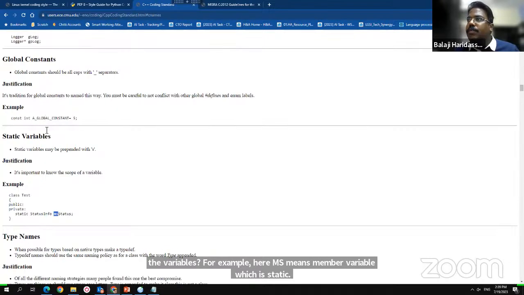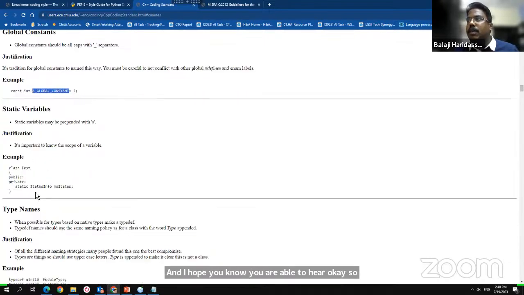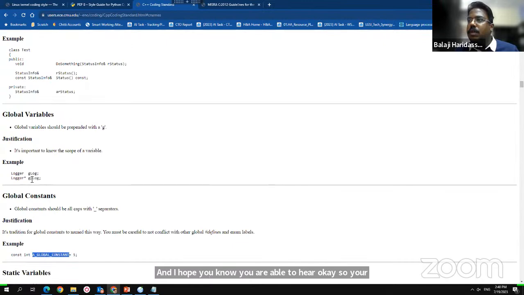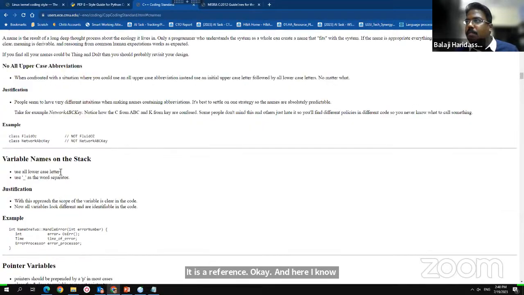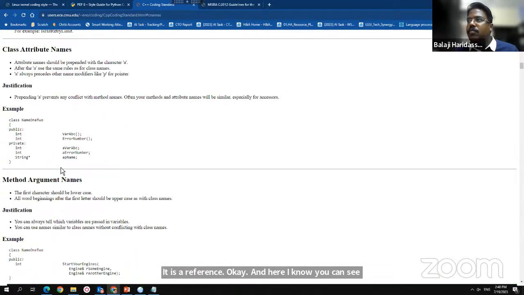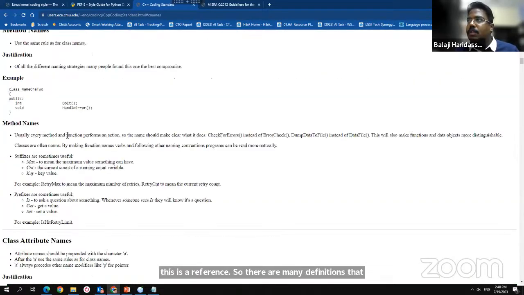Your definition should be in capital letters. Here you can see it is a global pointer to log something. Here you can see this is a reference, and here too this is a reference. There are many definitions which say what they are. So this is a coding standard.